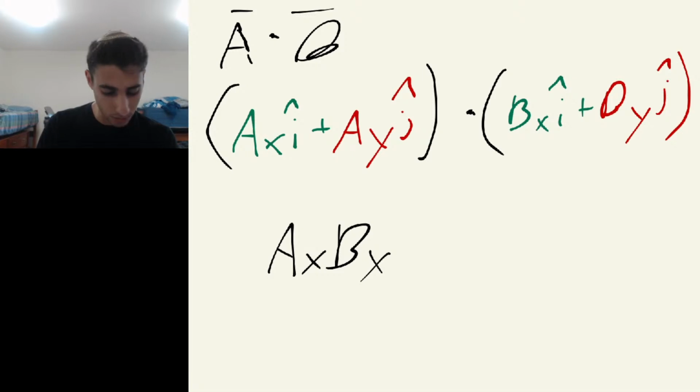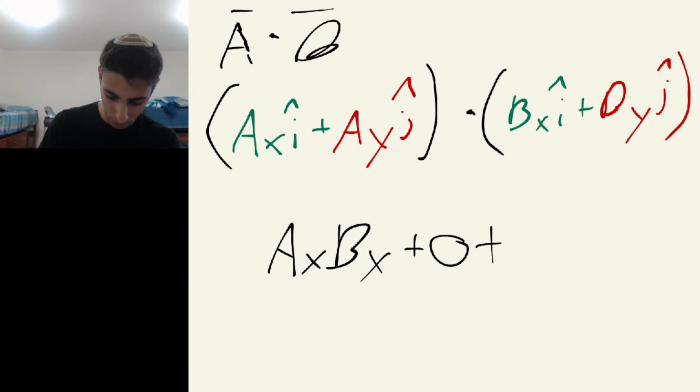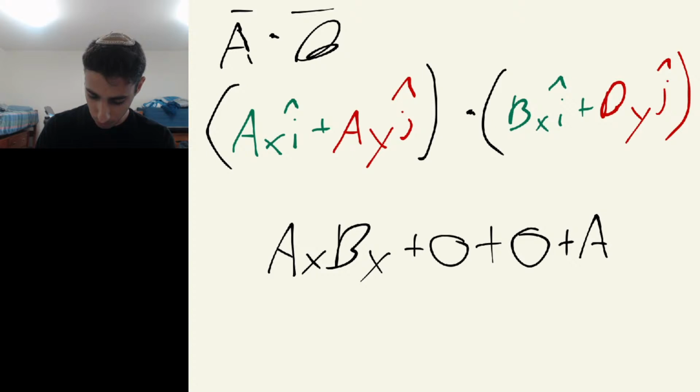Now we would do axi times byj. What would axi dot byj be? Well, that would be the magnitude of axi, which is just ax, times the magnitude of byj, which would just be by, times cosine of theta. In this case, theta would be 90 degrees, and cosine of 90 degrees is 0. So that's just 0. So ax times bx plus 0, plus, and then we would do the ayj dot bxi, which is also going to be 0 for the same reason. And then we have ayj dot byj, which for the same reason as ax bx, is just going to come out to be ay by.